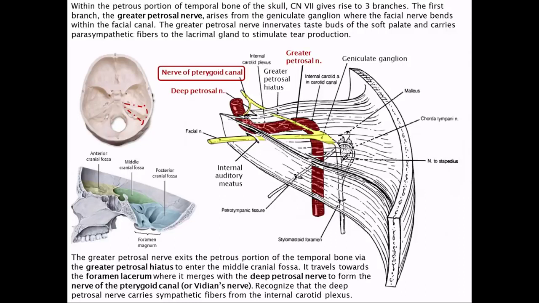Unlike the greater petrosal nerve that carries preganglionic parasympathetic fibers, the deep petrosal nerve is formed from the internal carotid plexus, which is composed of postganglionic sympathetic fibers. Therefore, the nerve of the pterygoid canal carries both sympathetic and parasympathetic fibers as it courses through the bony pterygoid canal to reach the pterygopalatine ganglion that lives within the pterygopalatine fossa.